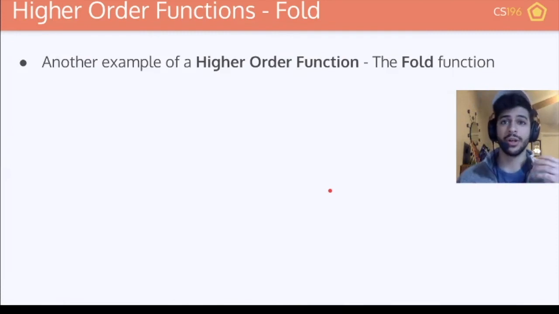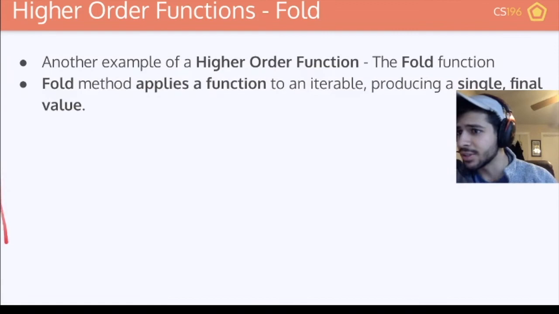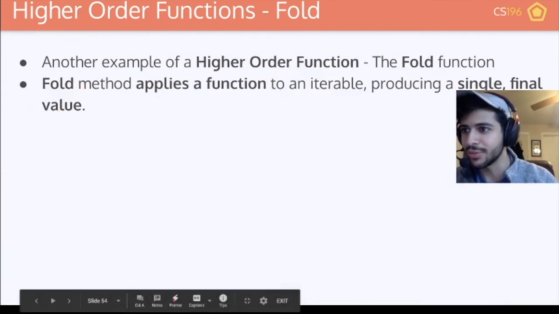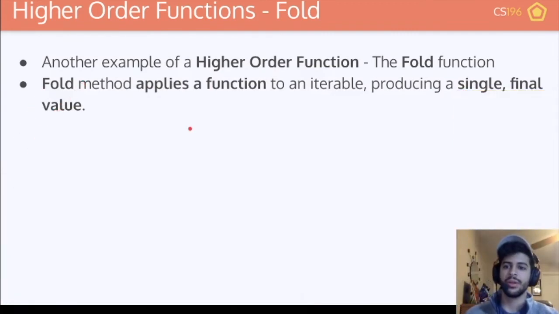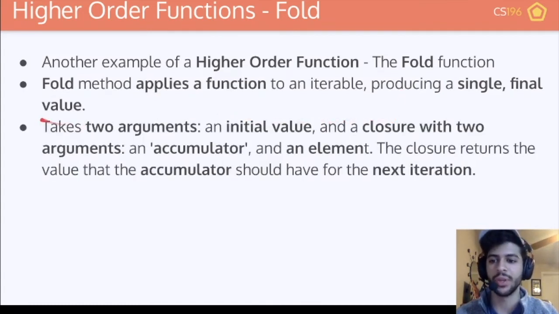Let's go over the last higher order function that we're going to cover in today's lecture, but of course there are other higher order functions out there. The example here is the fold function. So what is the fold function? Let me put my camera back so I don't forget. The fold method is a bit different from the other two that we just learned. It applies a function to an iterable, and in this case produces a single final value. And we'll see how that makes sense pretty soon.